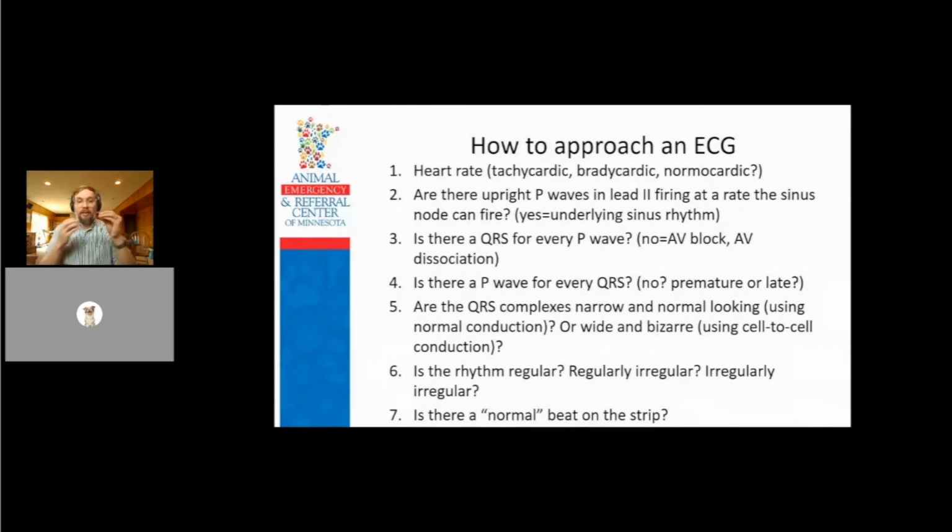So do you have a P wave with a QRS following every one? Do you have QRS complexes that are not tied to P waves? And then what do those ventricular complexes look like? Are they narrow, normal looking, using that normal conduction system, the His-Purkinje system with the bundles? Or are they wide and bizarre, which says there's slow conduction going cell to cell? And then is it a regular rhythm, or is it an irregular rhythm?